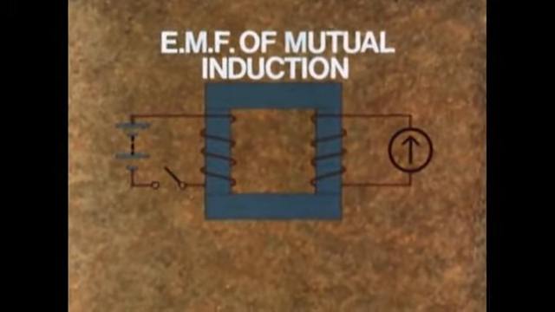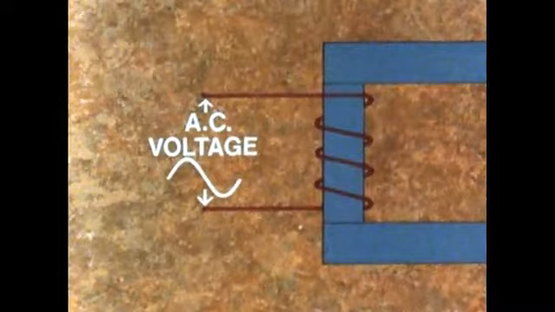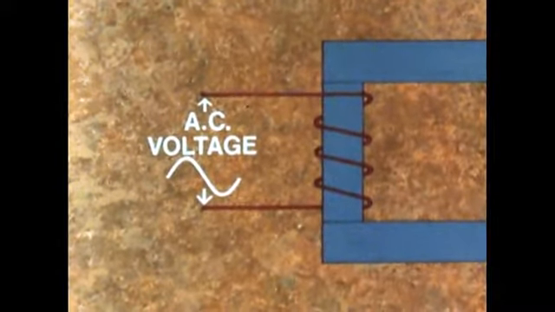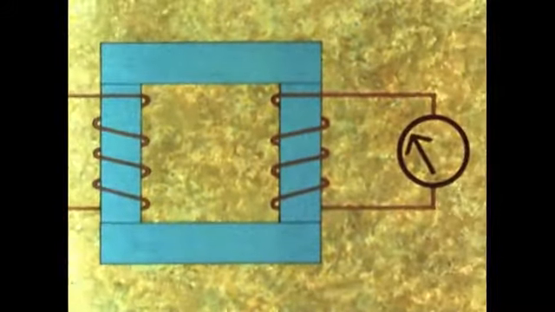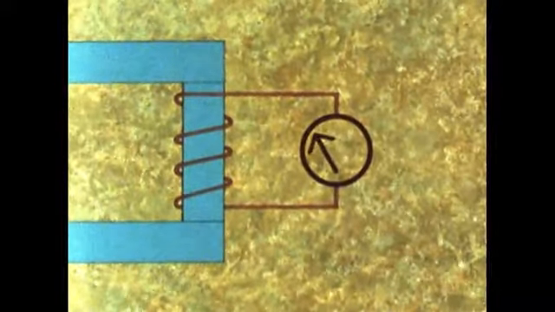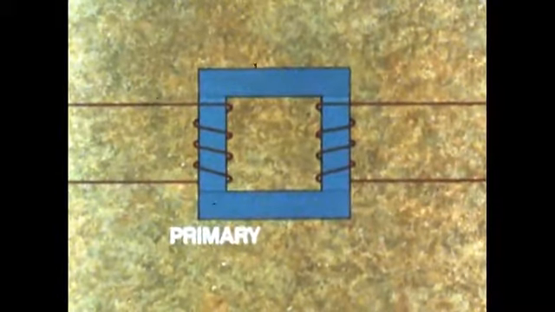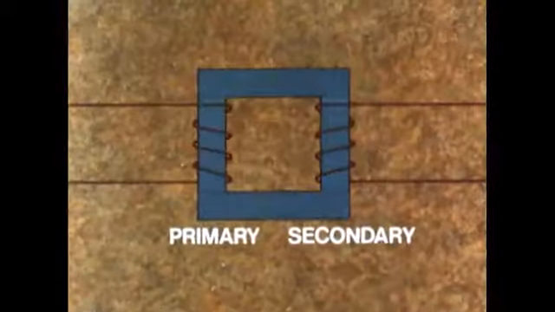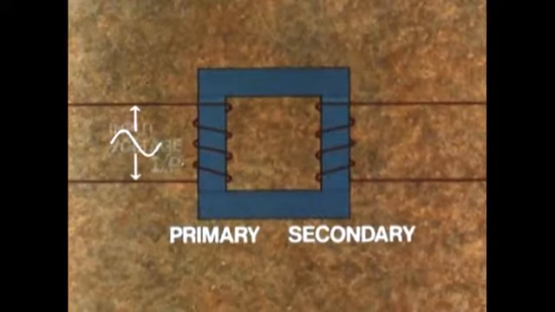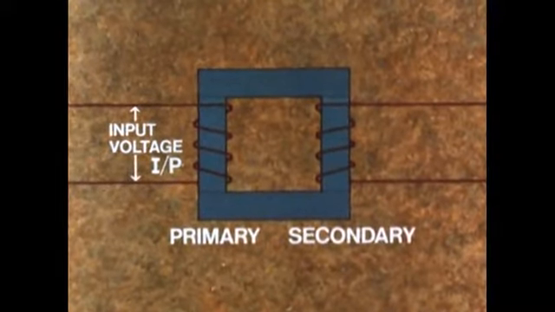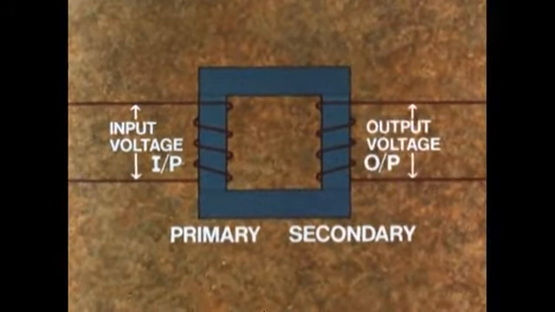It must have struck you that if, instead of switching on and off the current, we supply an alternating voltage to the first coil, so that its field changes continuously, we shall induce an alternating current in the other coil. And this is how a transformer is constructed. We call the first coil the primary coil and the other one the secondary coil. The alternating voltage applied to the primary coil is the input voltage, IP. And the alternating voltage produced in the secondary is output voltage, OP.